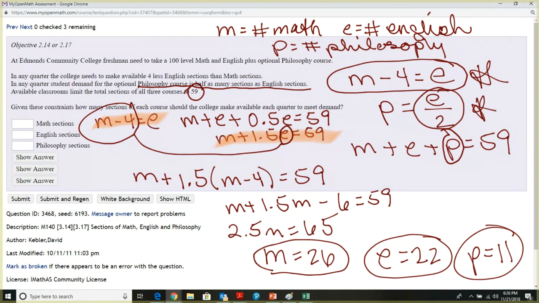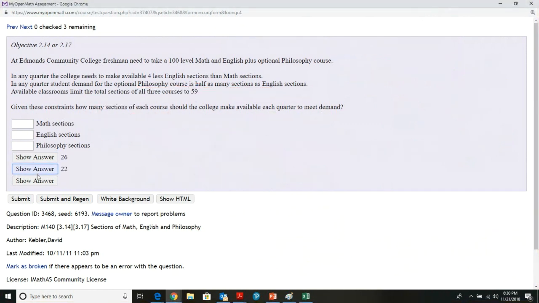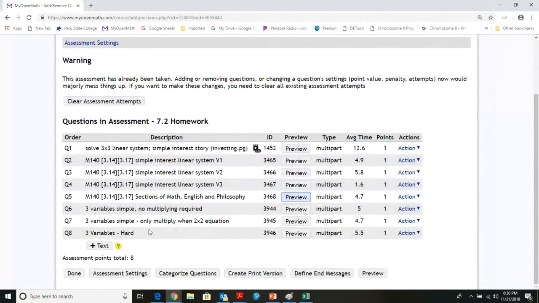So we got 26, 22, and 11. And so then you'll just stick those in there, 26, 22, and 11. All right, let's see. 3 variables.